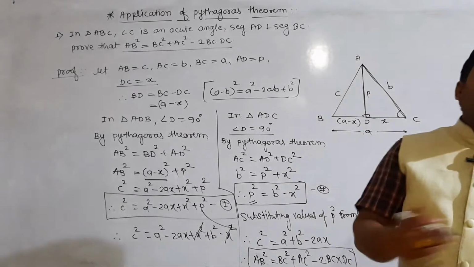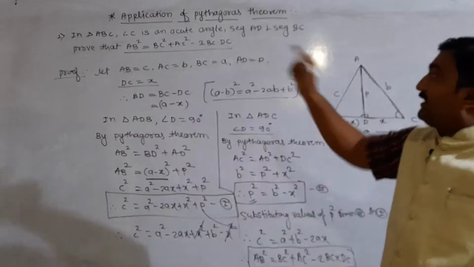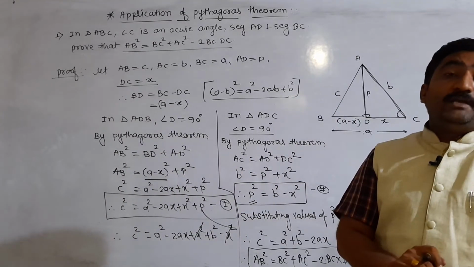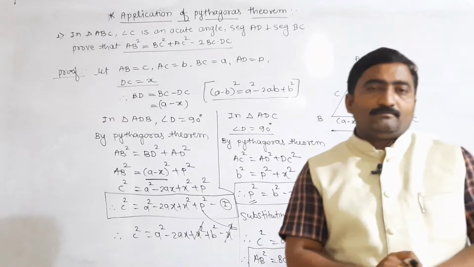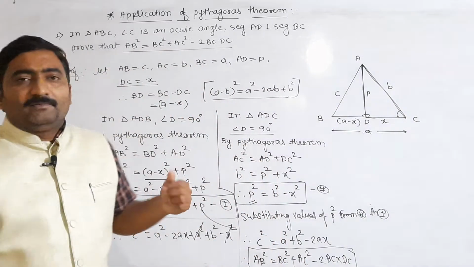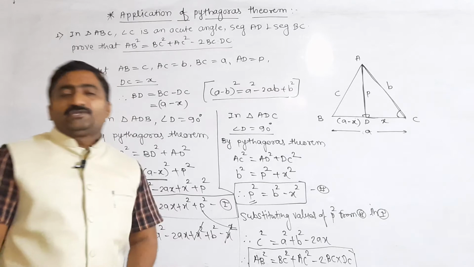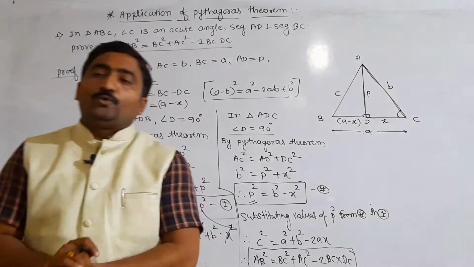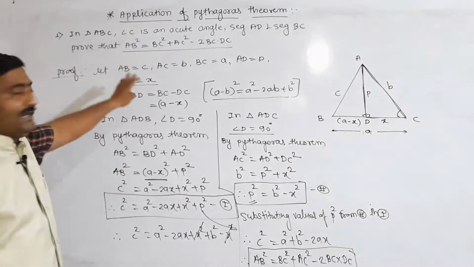And then the second application is when angle C is an obtuse angle. बघा, हे पहिली कंडिशनमध्ये काय होतं, कोन सी हा लघु कोन होता. आता दुसऱ्या कंडिशनमध्ये कोन सी हा काय असतो, विशाल कोन असतो. तेव्हा त्याचा स्टेटमेंट काय येईल ते आपल्याला पाहायचे.